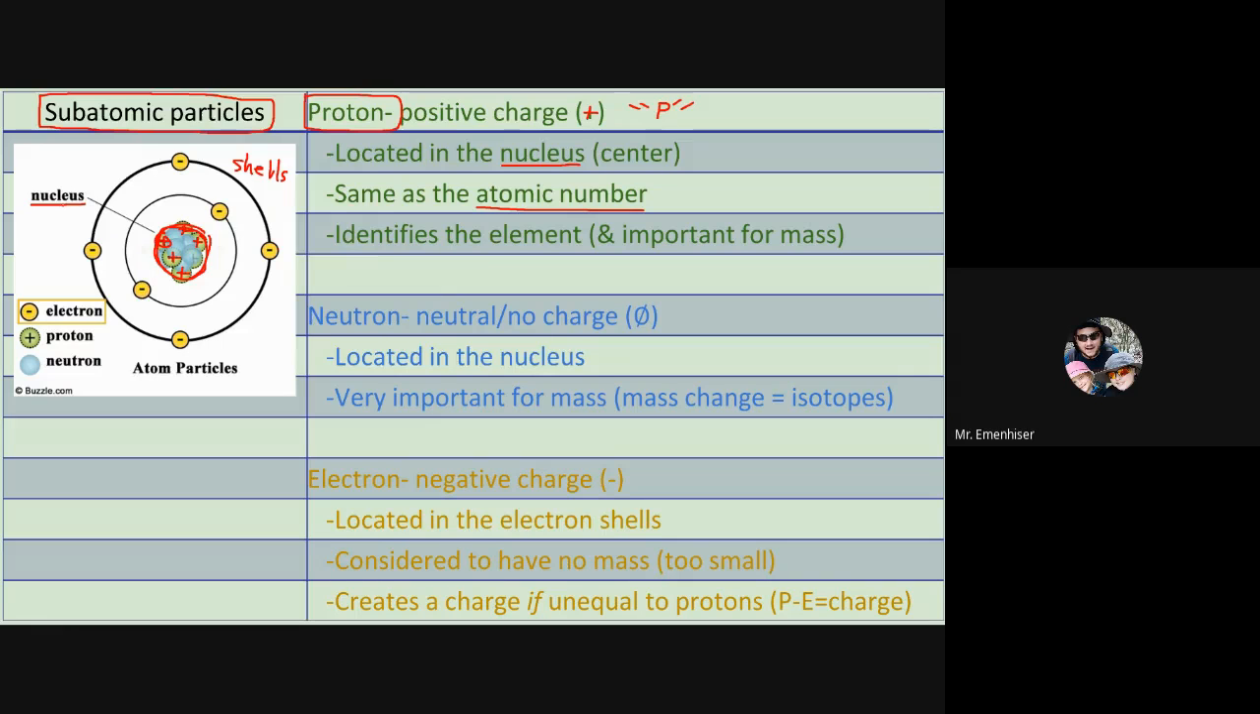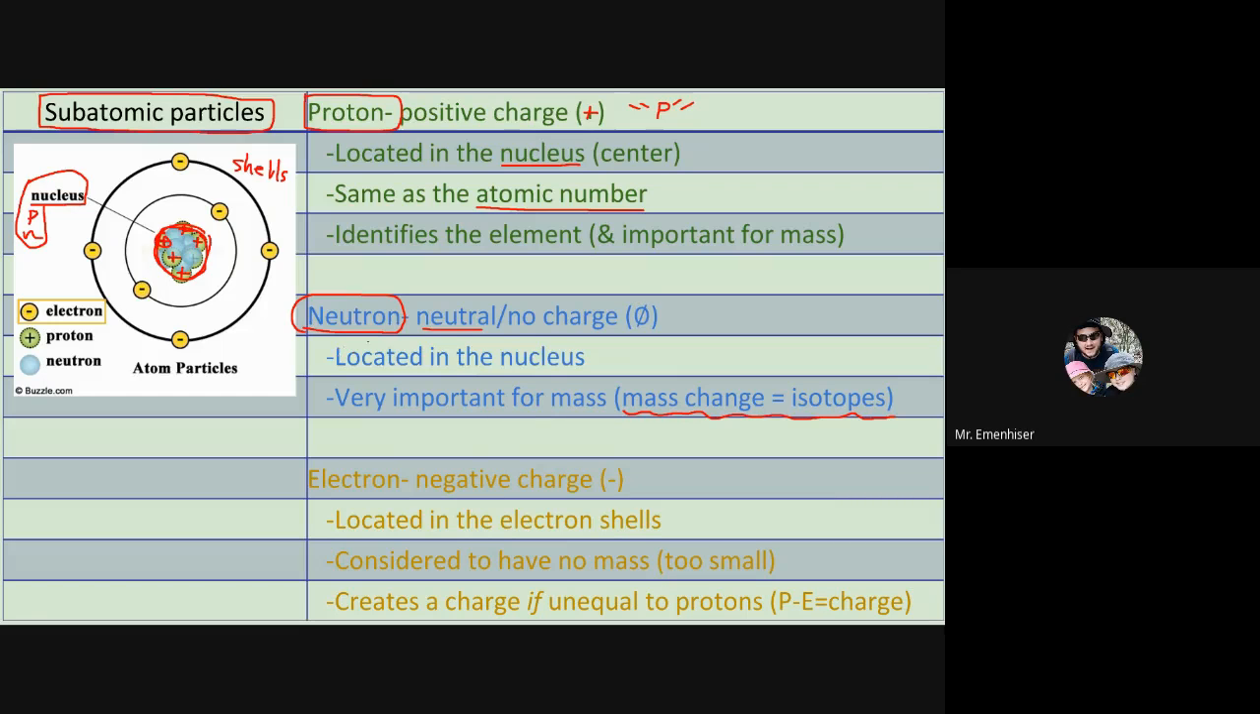What else is in the nucleus? There's protons and there's neutrons. Neutrons are neutral. They have no charge. They're also in the nucleus, and they also have mass. So they're very important for the mass of the atom. If you're counting up the mass of an atom, you better be counting neutrons. If the mass changes, then we are changing isotopes, and we'll talk about isotopes later. If you change the number of neutrons, if you change the mass of an atom, then you have different versions of the element that we call isotopes.